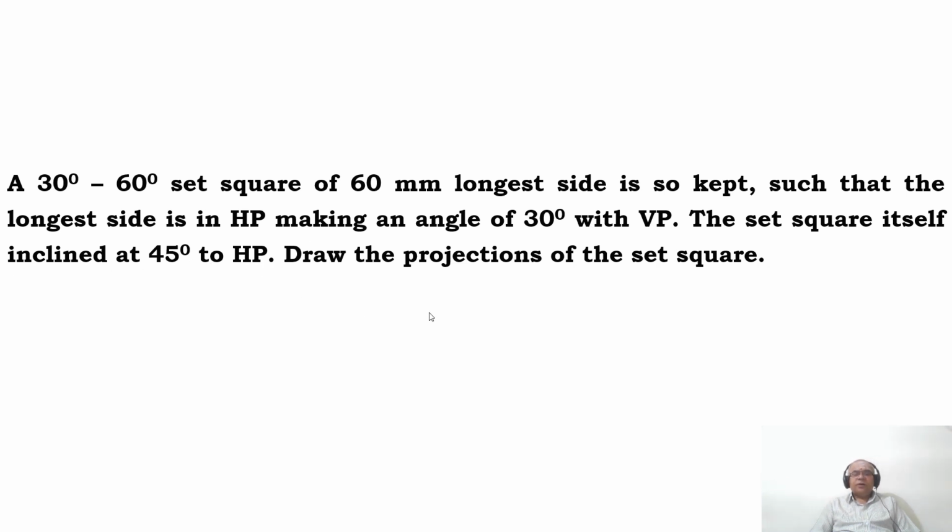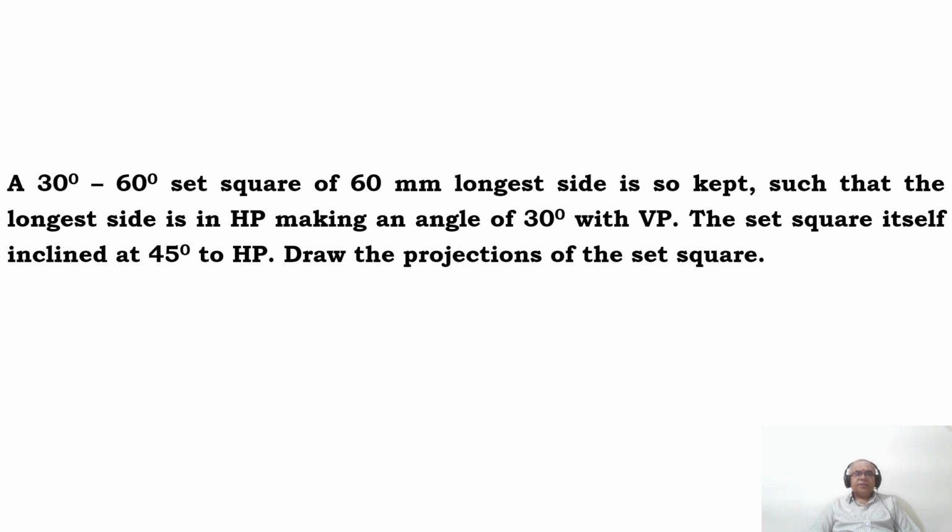So first we should always look at the surface inclination. Which is the surface inclination here? The set square itself is inclined at 45 degrees to HP. So this is the surface inclination we are talking about. If a surface is inclined at 45 degrees to HP, then obviously that surface should initially be 0 degrees to HP. If it is 0 degrees to HP, it will be parallel to HP.